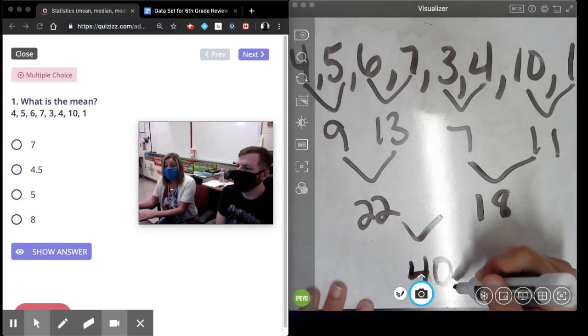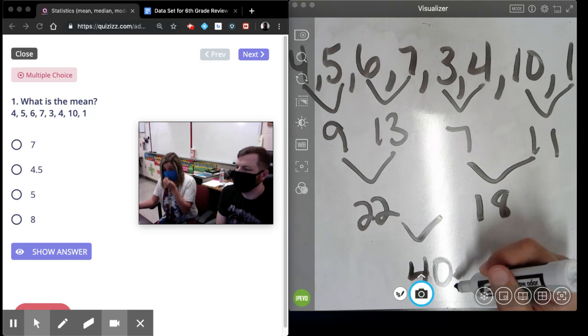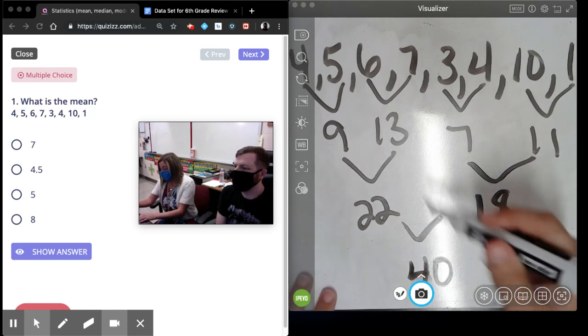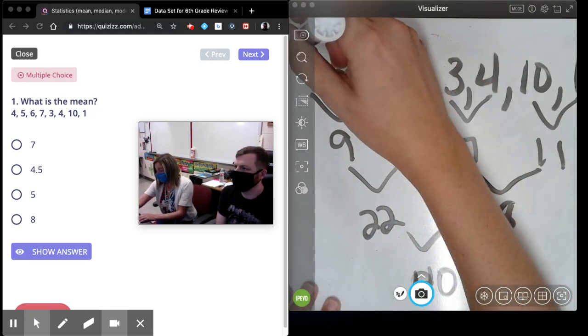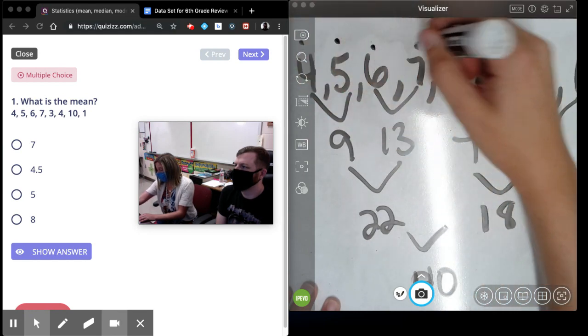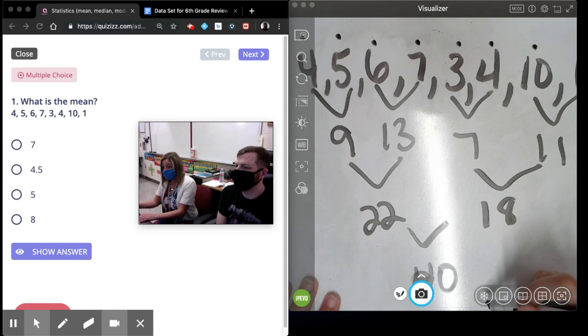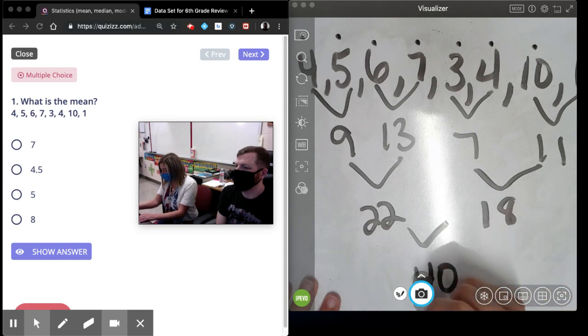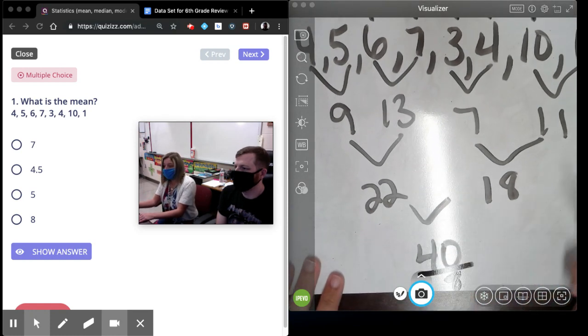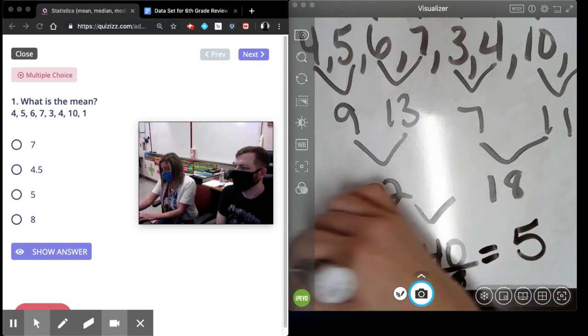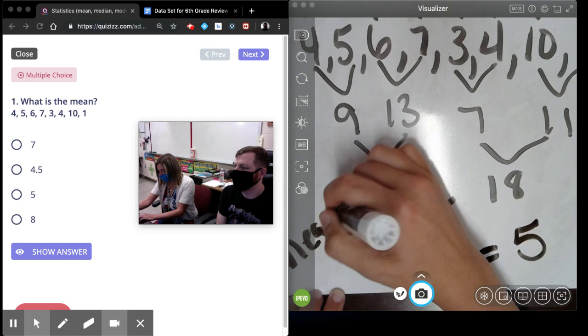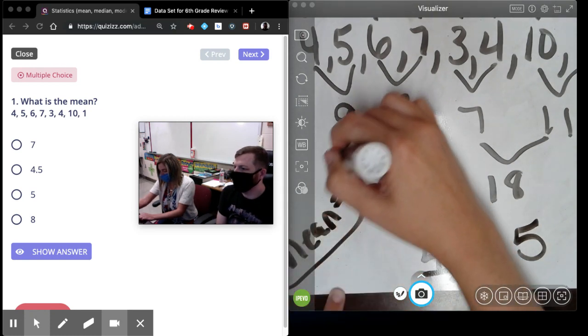Now, 40 is not my mean because I have to take the average, which means I have to divide by how many numbers there are. So I have 1, 2, 3, 4, 5, 6, 7, 8. So I take what they add up to and divide it by 8. 40 divided by 8 is 5. So my mean is 5. Exactly. I agree with you, Ms. Harper.